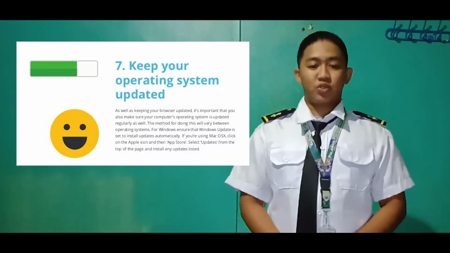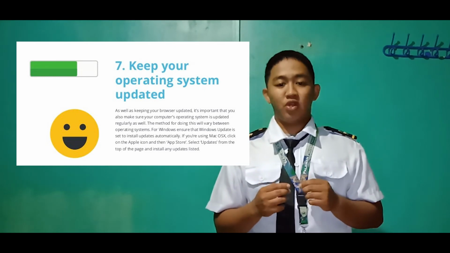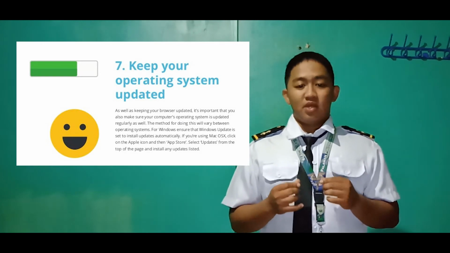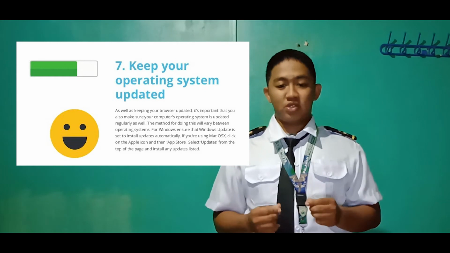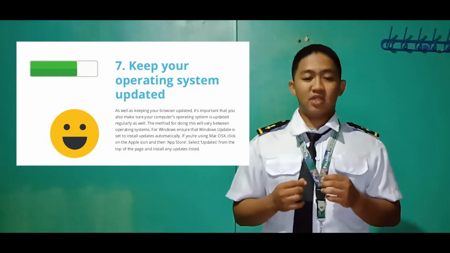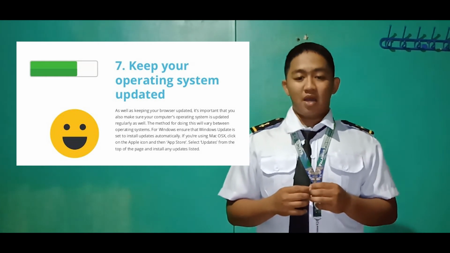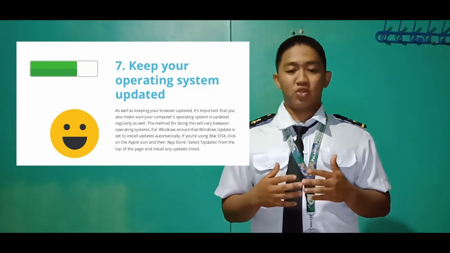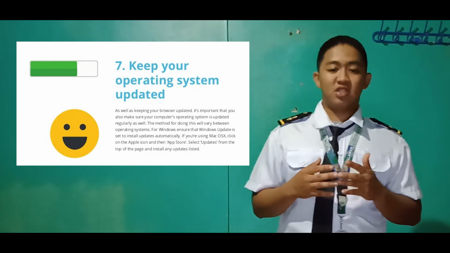So the seventh one is keep your operating system updated. As well as keeping your browsers updated, it is important that you also make sure your computer operating system is updated regularly as well. The method for doing this will vary between operating systems. For Windows, ensure that Windows Update is set to install updates automatically. If you're using Mac OS X, click on the Apple icon and then App Store. Select Updates from the top of the page and install any updates instead.